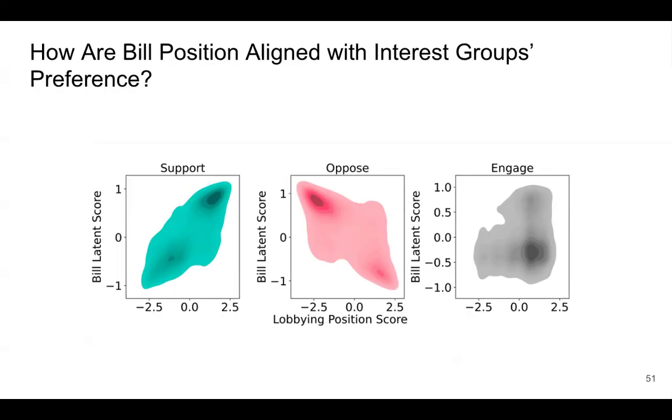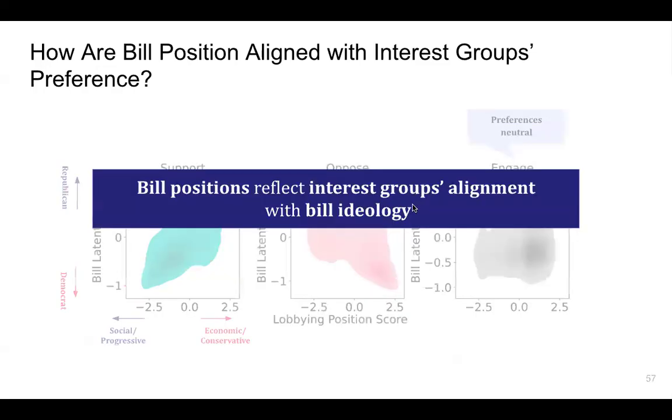If you look at all of the interest groups, the ones that have high lobbying scores, these are the progressive groups, they are in support of the bills that represent the progressive view. And the opposite is true of the opposition, the lobbying in opposition of the bill, and then engage, which is the combination of amend and monitor. It's sort of agnostic as to the lobbying position.